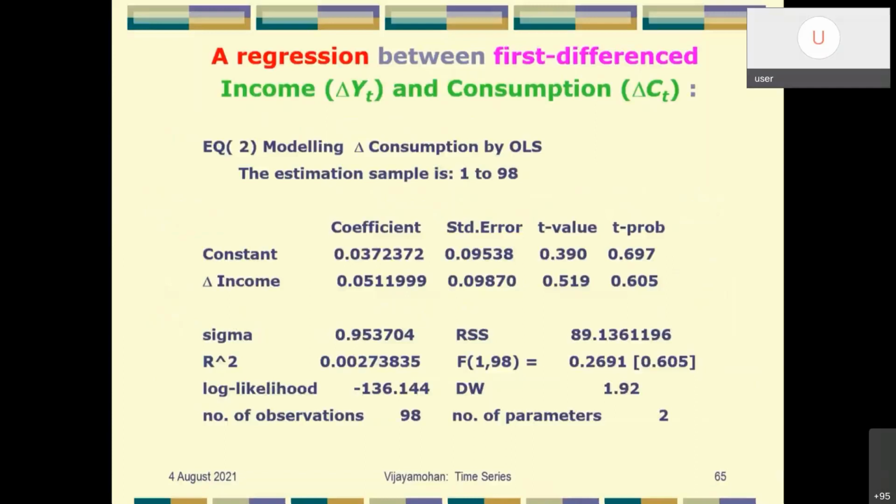Now, if we first difference both the variables, now see the p-values are very, very high. R-squared is close to 0. And the DW statistic is close to 2. The model is adequate. But there is no relationship between the two variables, as expected.